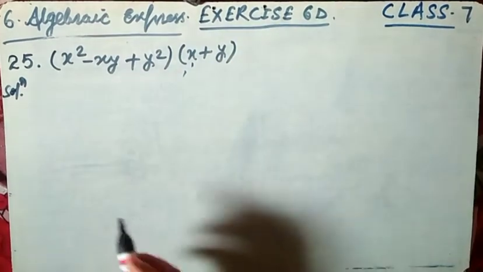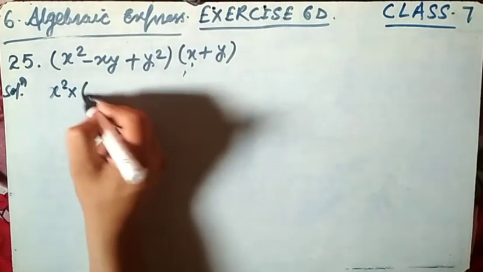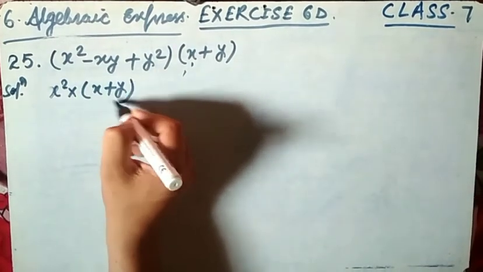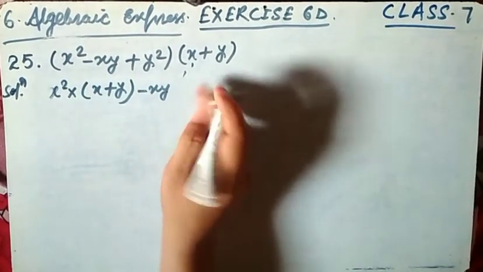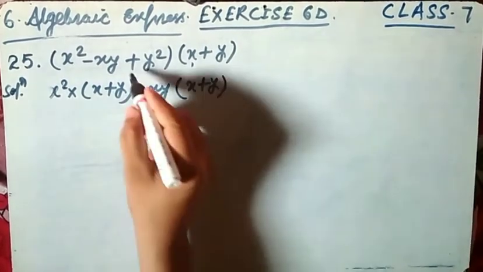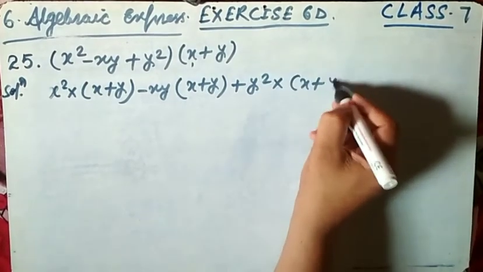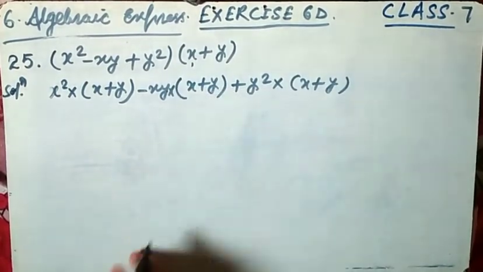Now I am going to write here: x squared is multiplied by the whole x plus y. Then this minus xy is going to multiply the whole x plus y, and now plus y squared is multiplied by the whole x plus y, with the multiplication sign.